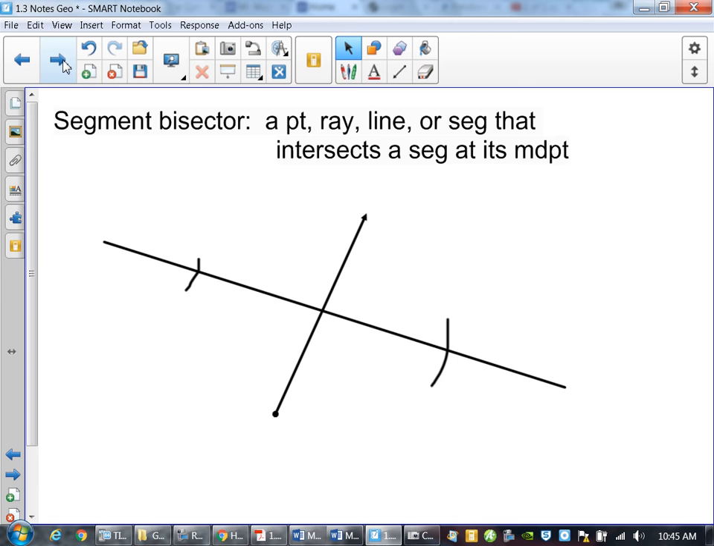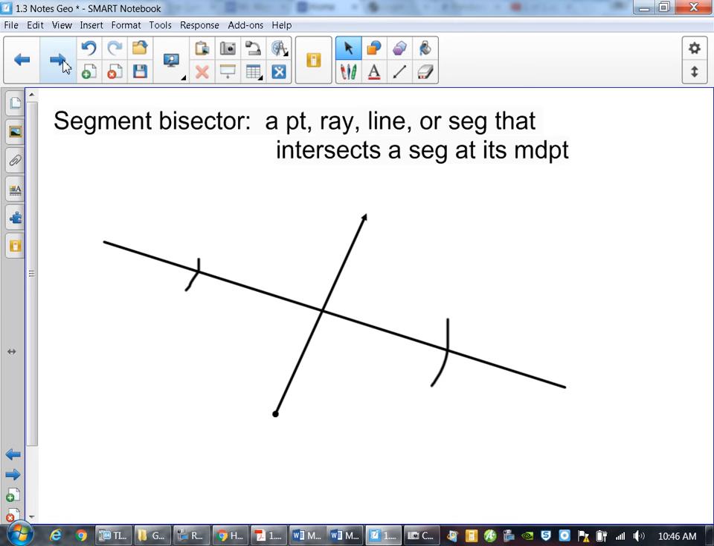How can you cut something in half if it's infinite? Exactly. There is no midpoint of a line. Is there a midpoint of a ray? No, because it also has an infinite part to it. Really, the only things that have midpoints or that can be bisected are things that have endpoints. We can bisect any segment, and we can bisect any angle.